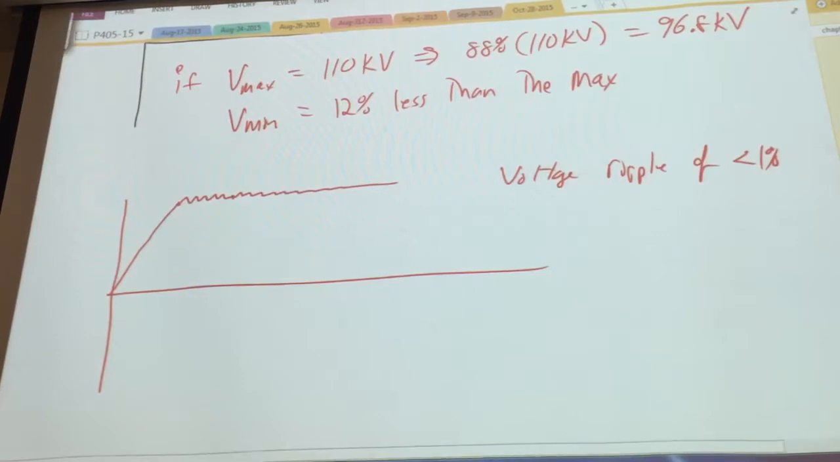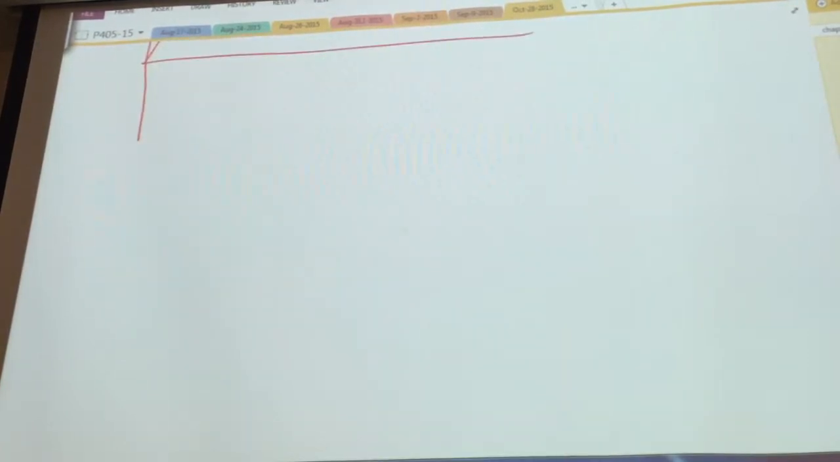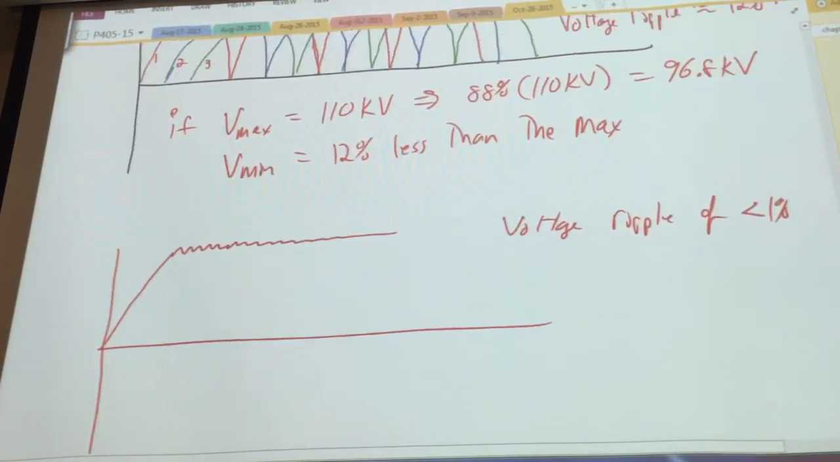All right, so we talked about voltage ripple. We talked about the auto transformer. And you said the last machine was called a high frequency? This is a high frequency generator.